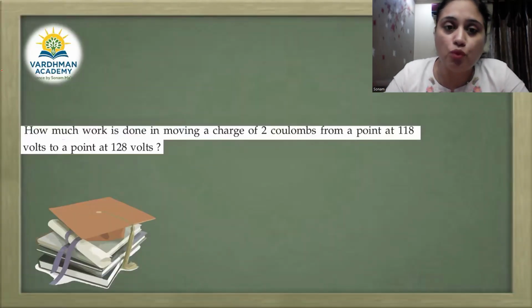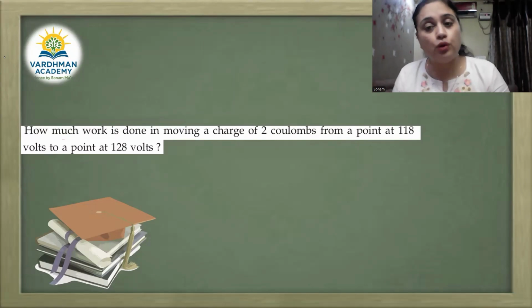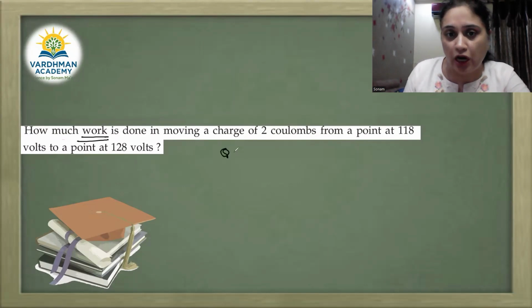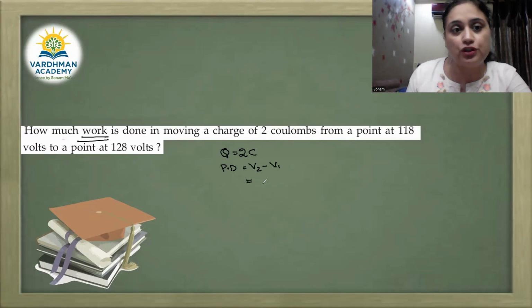How much work is done in moving a charge of 2 coulomb from a point of 118 volt to a point of 128 volt? So the question is simply asking you about the work done to move 2 coulomb of charge. So हम फटाफट से given लिखेंगे here, charge is 2 coulombs children, right? And there is a potential difference. Potential difference is given by V2 minus V1. So as per question, your V2 is 128 and V1 is your 118. So potential difference or electric potential is your 10 volts. Right children? So V is your 10 volt.